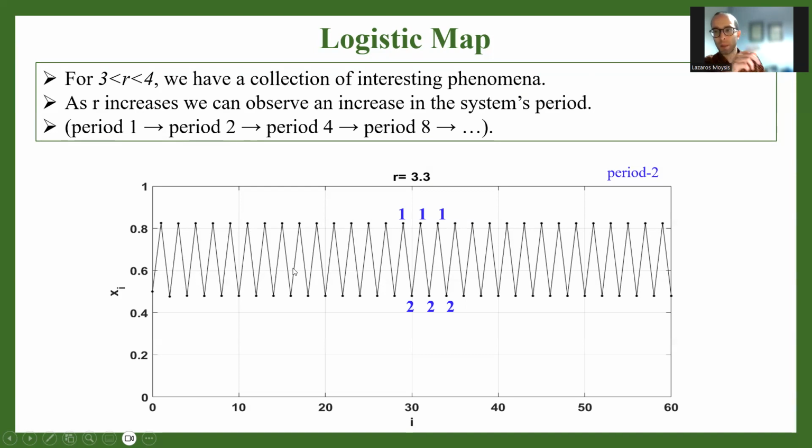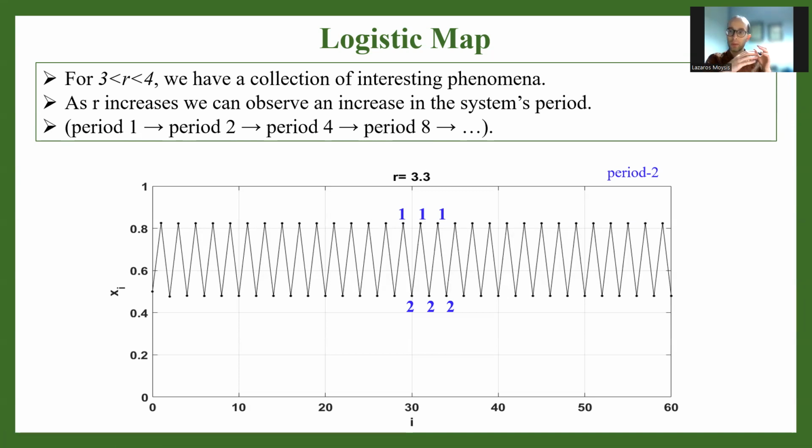The system ends up, of course, being bounded, and it oscillates between two different states. I have named them here: state 1 and state 2. So it goes back and forth. 1, 2, 1, 2, and it remains this way throughout.